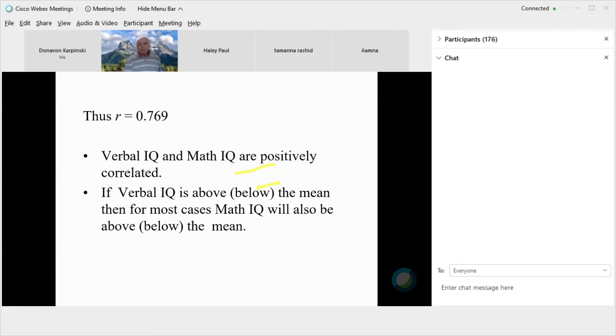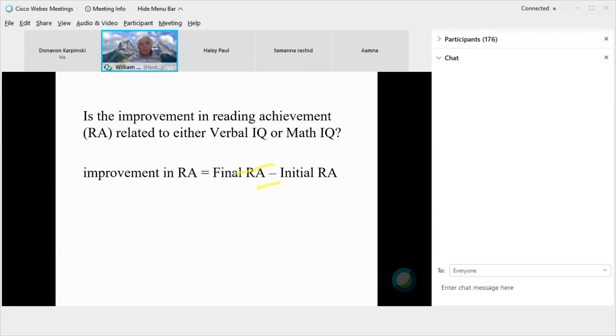So this means that there's a positive relationship. If verbal IQ is above the mean, it's likely that math IQ will also be above the mean. If verbal IQ is below the mean, math IQ is also going to be below the mean.